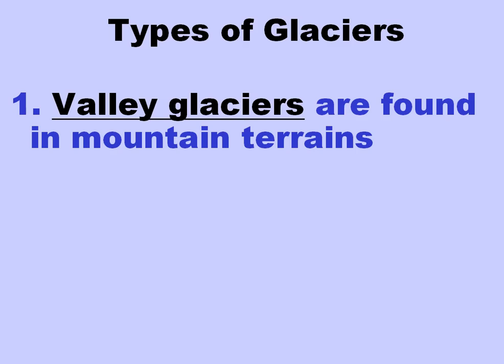So a valley glacier is found in mountain valleys. You find these all over the planet today. You can even find glaciers on the equator as long as they're on top of a mountain and it's high enough in altitude, it's going to be cold enough.